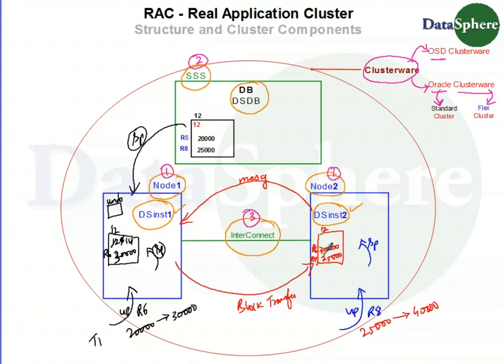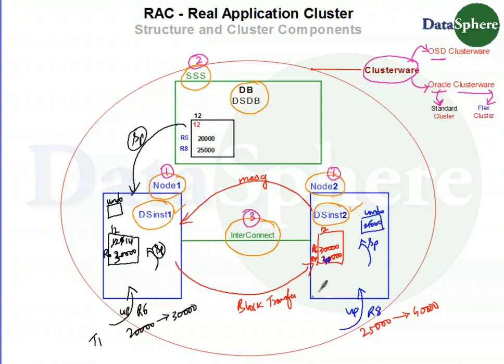Now this will be changed to 40,000, but before modifying, undo data will be maintained. Here it will maintain 25,000.